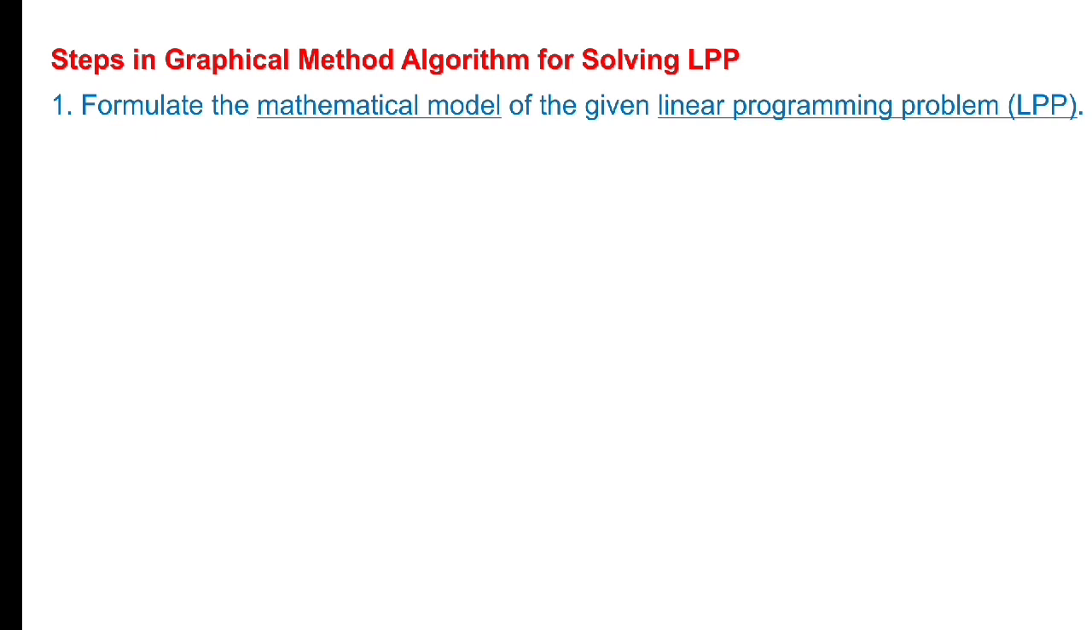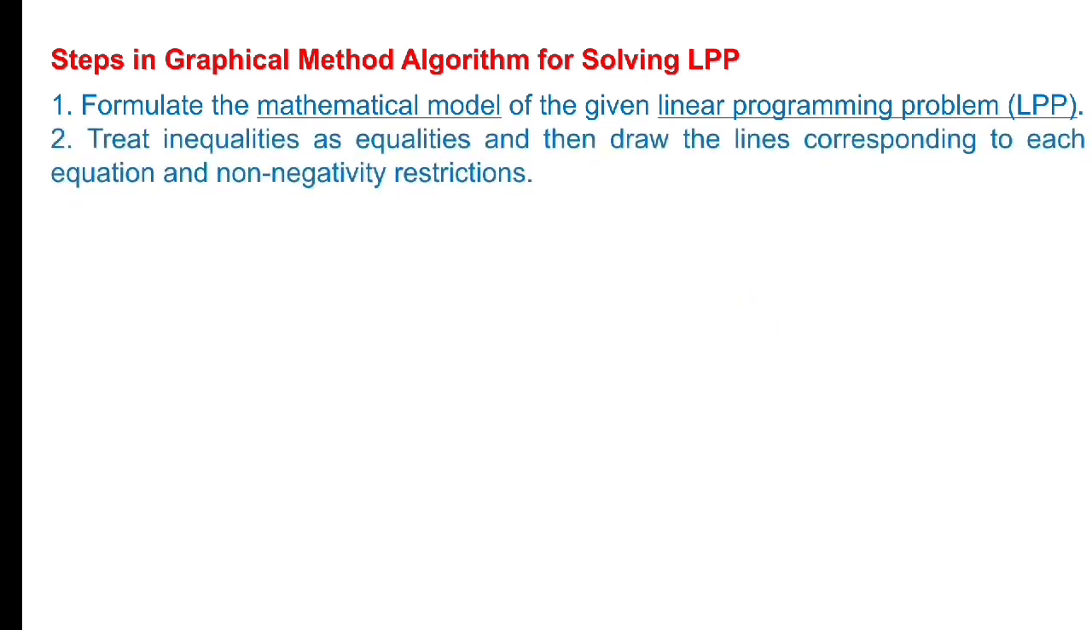Step 1. Formulate the mathematical model of the given linear programming problem. Then treat inequalities as equalities, and draw lines corresponding to each equation and the non-negativity restriction. It means we need to take each inequality, convert it to an equation, then find where it intersects the x-axis and y-axis. Then we can decide whether it is greater than or less than, and continue.